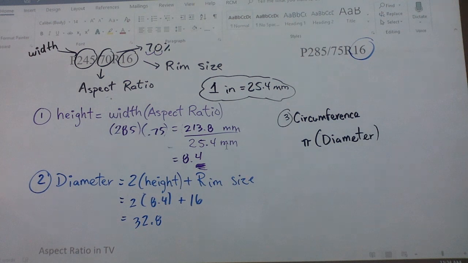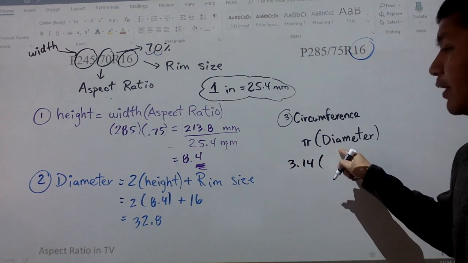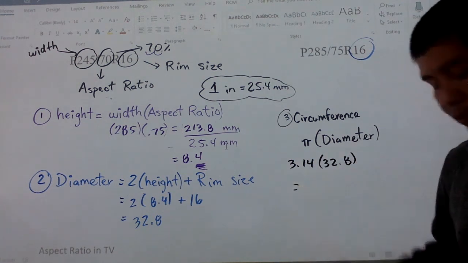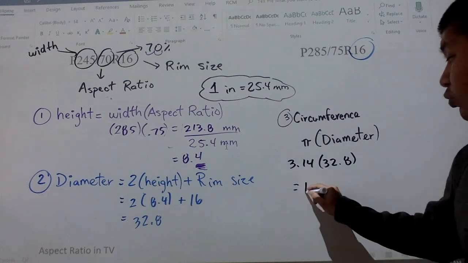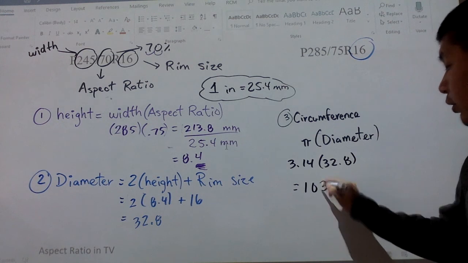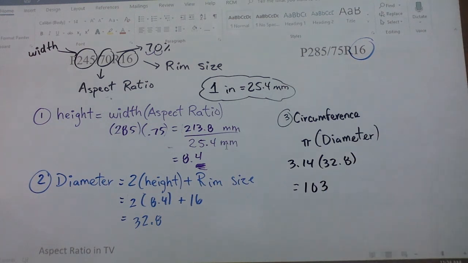Finally, I gotta go to the last one. 3.14 times my diameter, 32.8, gives me the total of 102 point something, but I'm gonna round it to 103. I believe it was 102.999. So round it to 103. Rounding decimals, I do not teach that. So this is the circumference of the smaller one.